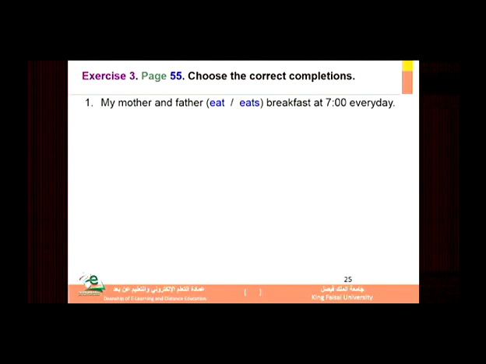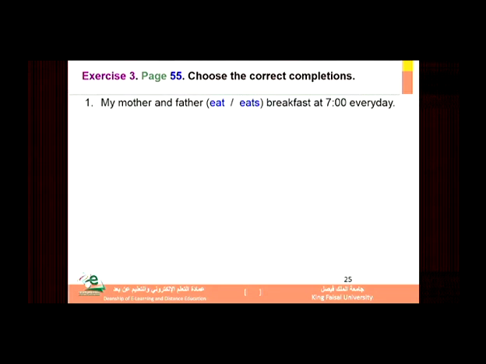Now here is an exercise on page number 55, that is exercise number 3, where we need to choose the correct completion of a sentence. Now if you look at sentence number 1 that we have here, my mother and father eats breakfast at 7 o'clock every day.